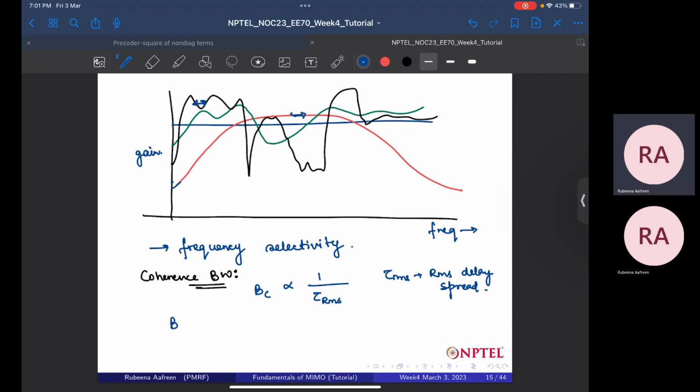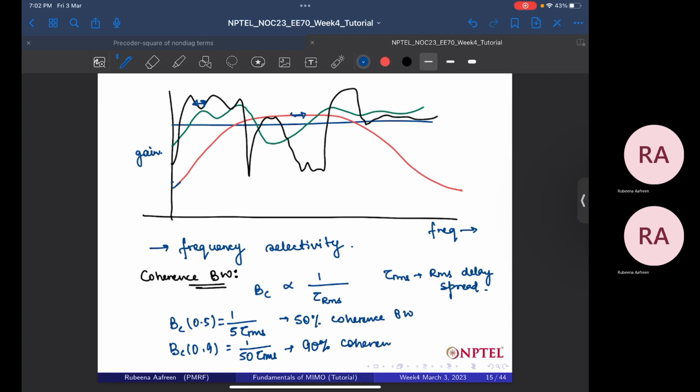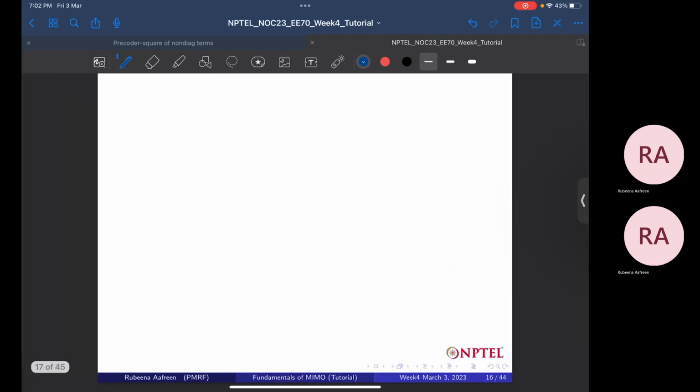So we have two coherence bandwidths defined. This is BC 0.5, which is 1 upon 5 tau RMS. This is called the 50% coherence bandwidth. And then we have BC 0.9, which is 1 upon 50 tau RMS. This is 90% coherence. So as the name suggests, this is when the signal coherence is 50%, and this is when the signal is 90% correlated. Okay, so this is one concept. Now what happens because of multipath fading?